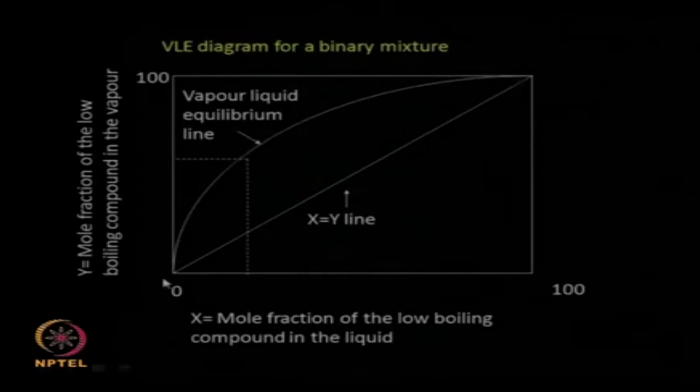So we have two components, binary, and this particular graph tells you the vapor liquid equilibrium for the low boiling. So obviously because it is a binary, one minus the other one gives you the concentration for the high boiling. So generally we do not plot for high boiling, we always plot the VLE diagram for the low boiler.